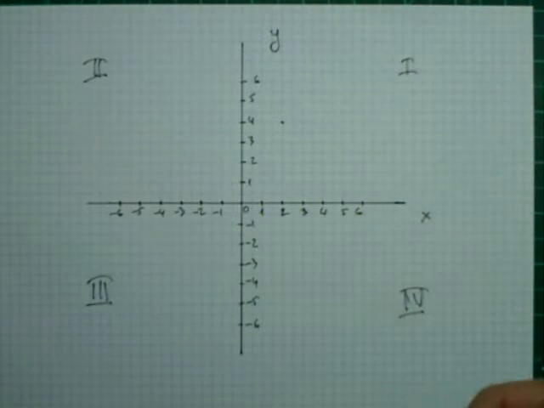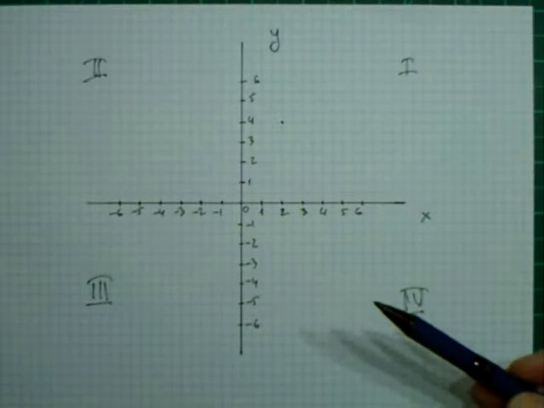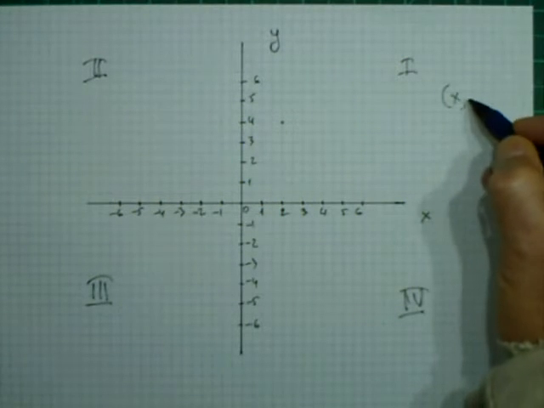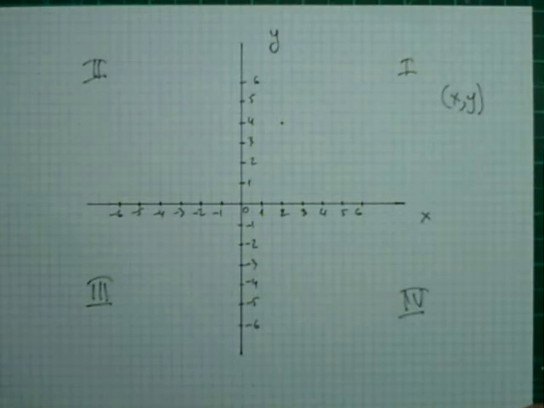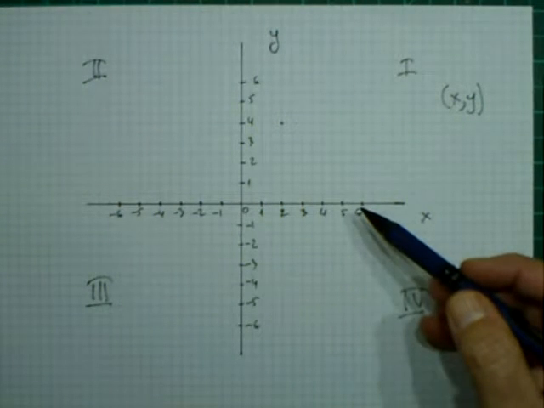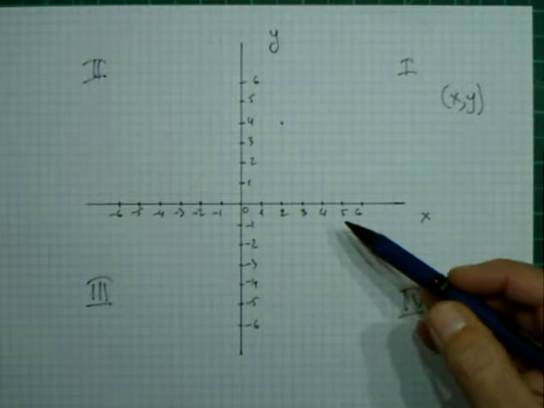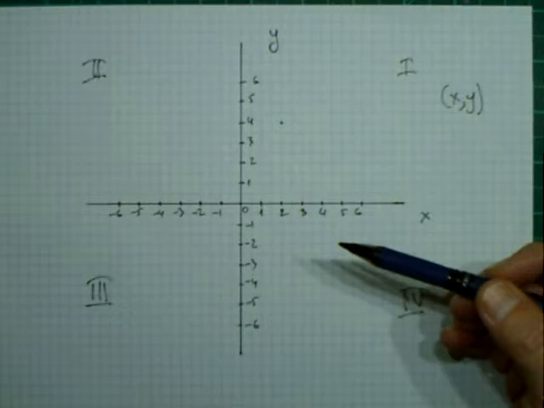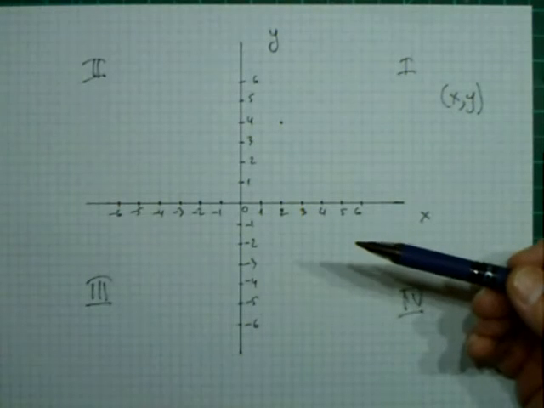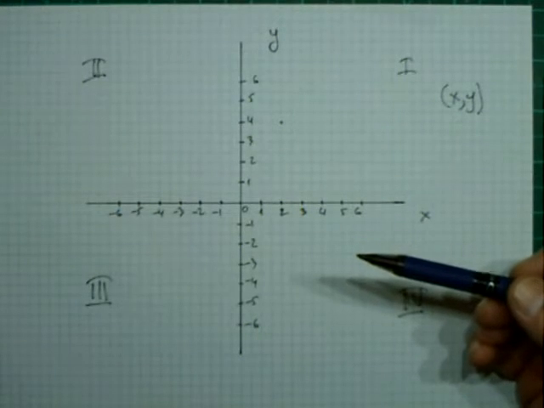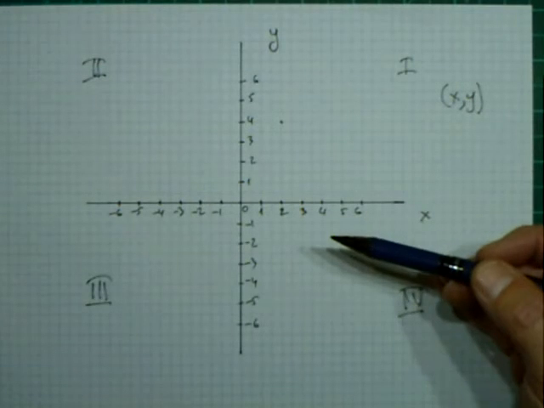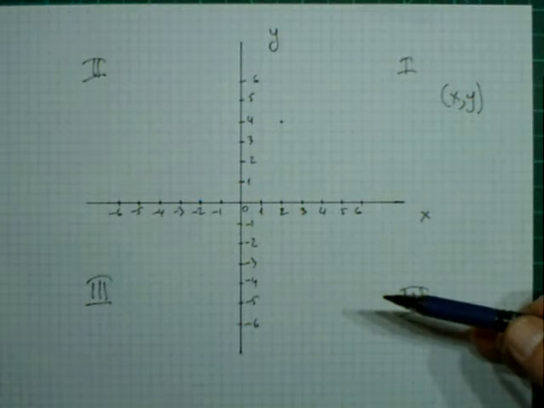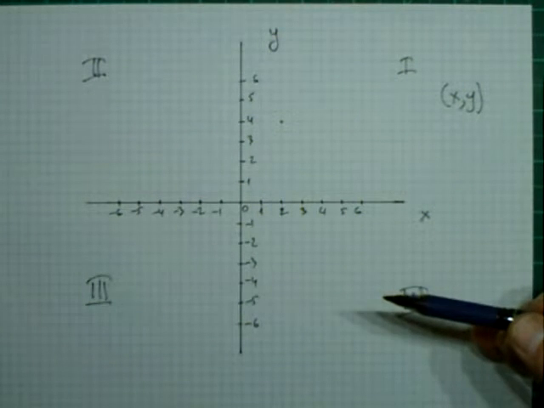Each point in the plane is called an ordered pair, denoted by (x, y). The first number of this ordered pair indicates the position in the horizontal direction and is often called the x-coordinate or abscissa. The second number indicates the position in the vertical direction and is often called the y-coordinate or ordinate.